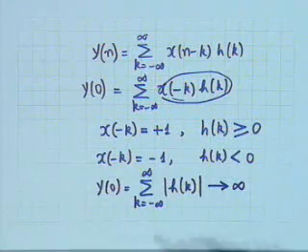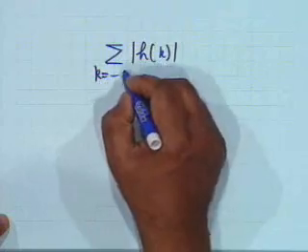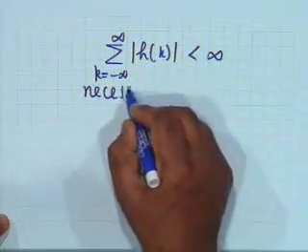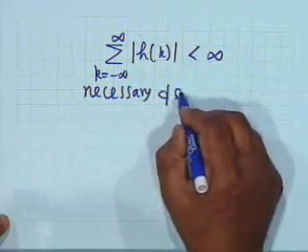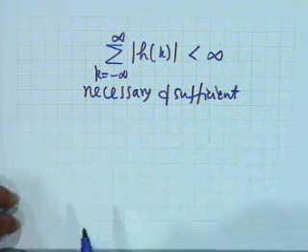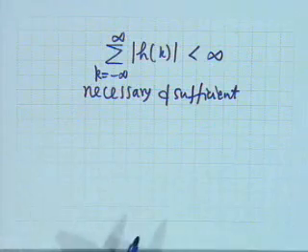In other words, the condition that h(k) be absolutely summable is both necessary and sufficient. Alright, we proved that it is both necessary as well as sufficient. Now we can proceed in an exactly similar manner for the continuous time case. But before we go to the continuous time case, shall we take an example?